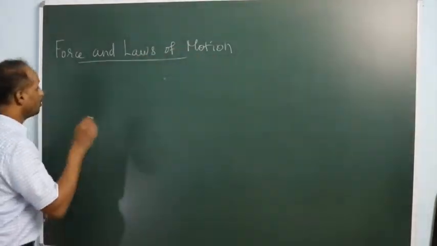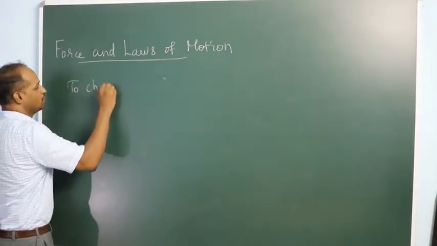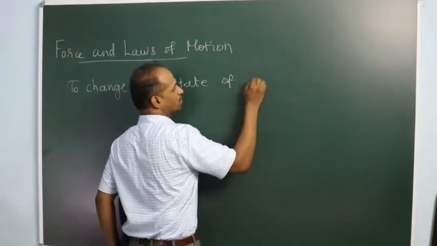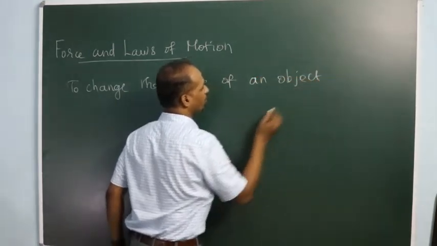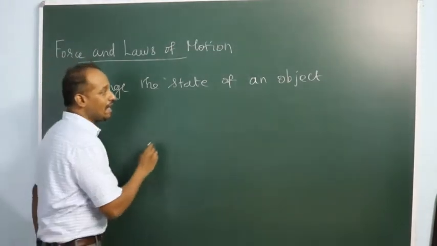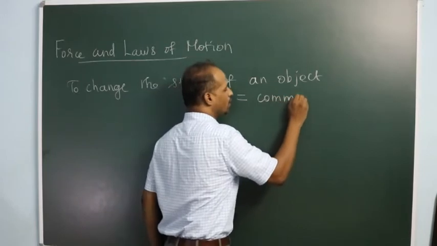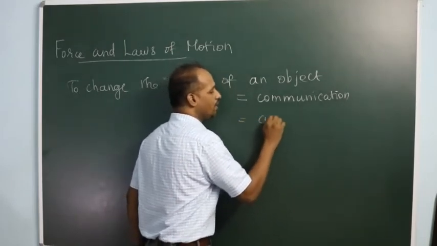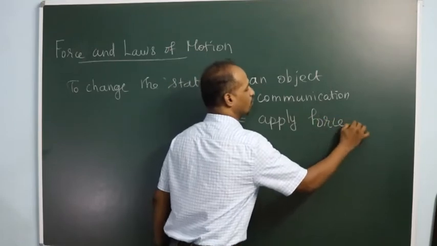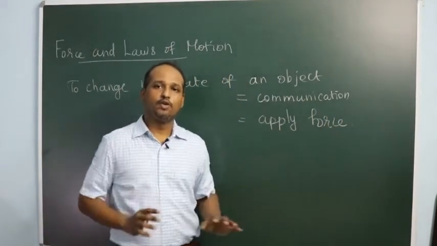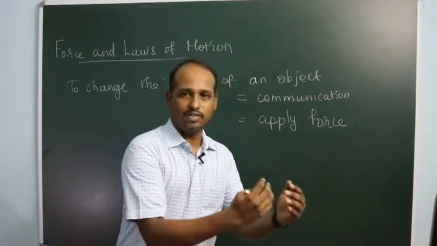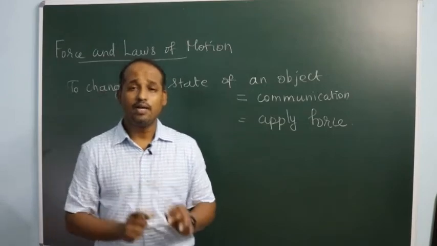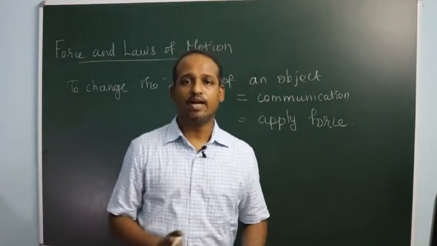So to change the state of an object, you need to communicate with or tell that object to change its state. The ways and means of that communication is what we call, in physics terms, applying force. When you apply force, you are communicating with the object to change its state, whether it is a state of rest or a state of uniform velocity. But the mere application of force will not bring about a change in state.